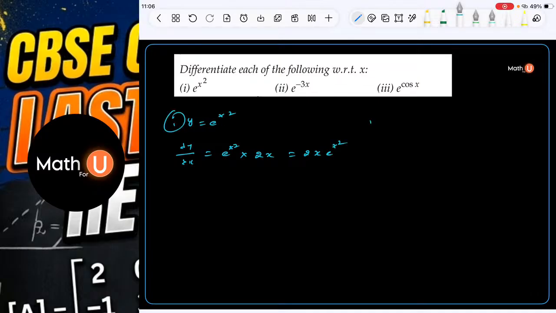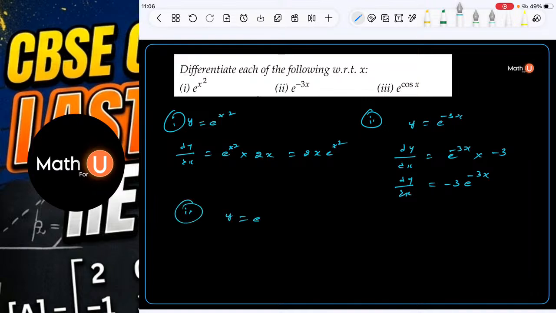Again, second one, y is equal to e raised to the power of minus 3x. dy by dx equal to e raised to the power of minus 3x. Again, minus 3x differentiation is minus 3. Chain rule you should apply. Okay, then third function, y is equal to e raised to the power of cos x. dy by dx equal to e raised to the power of cos x, differentiation of cos x is minus sin x. This is nothing but minus sin x e raised to the power of cos x.